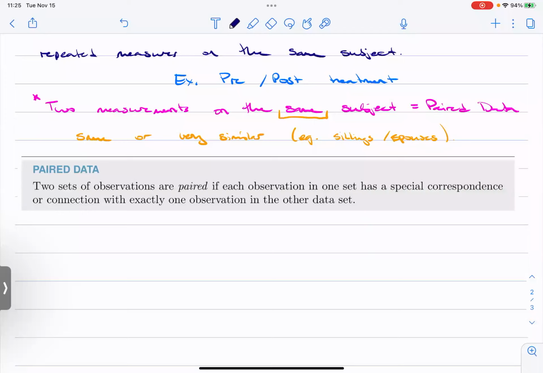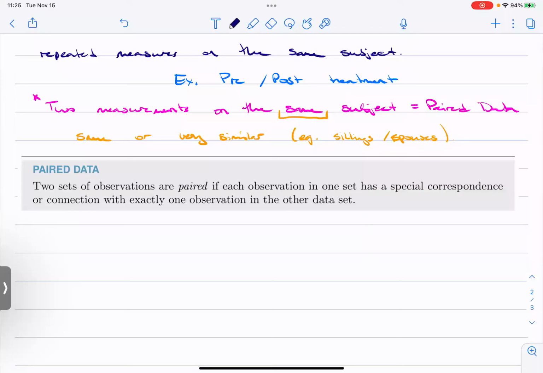But to summarize that change, I would calculate the difference. What's the difference in the pre and the post scores? That's going to summarize what happened after my tutoring. And then I would be able to do that for each of my students.